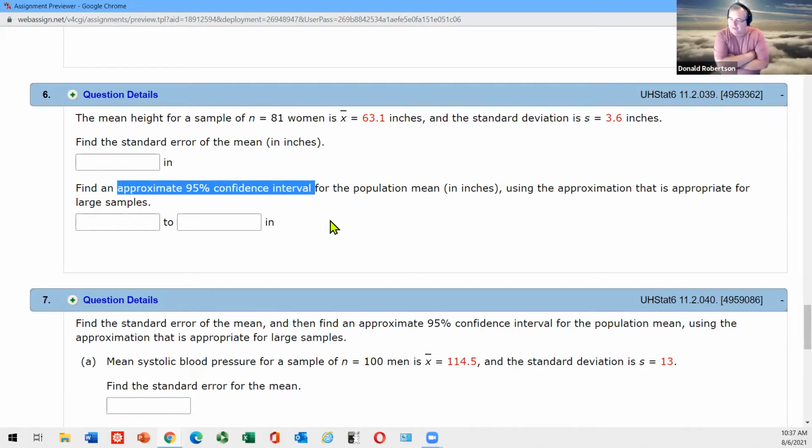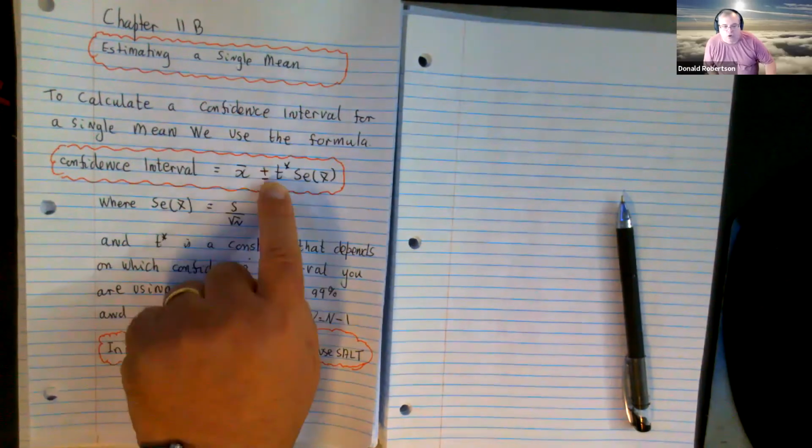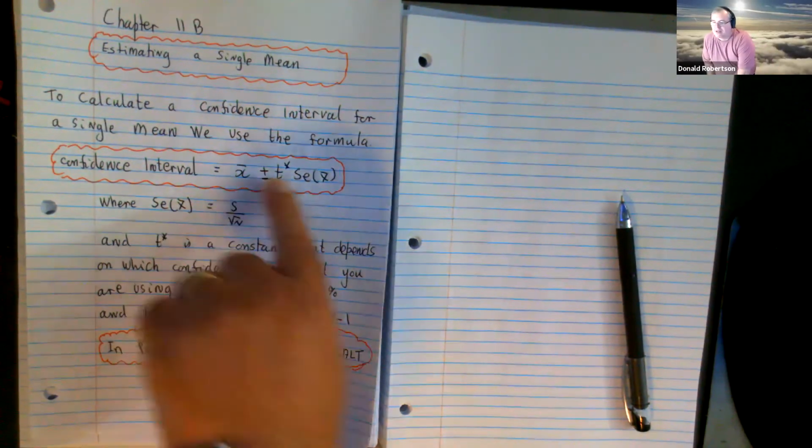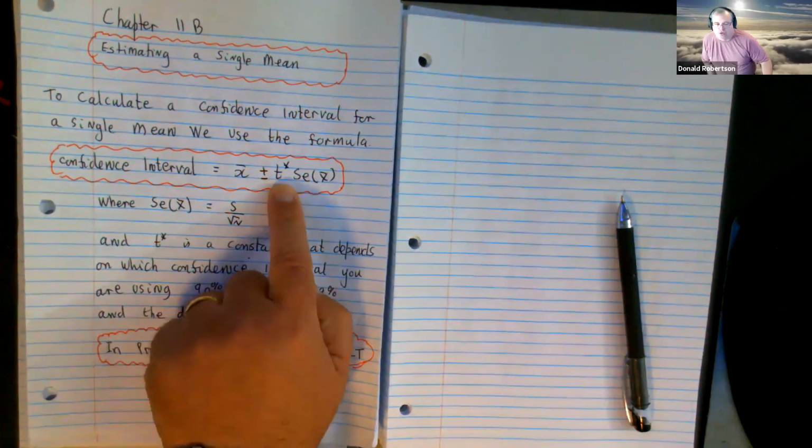If you're being asked to find an approximate confidence interval, and actually I wrote that down in my notes, so let me show you. If you're asked to find an approximate confidence interval, they are telling you that this value is to be 2. So a 95% confidence interval, use 2.